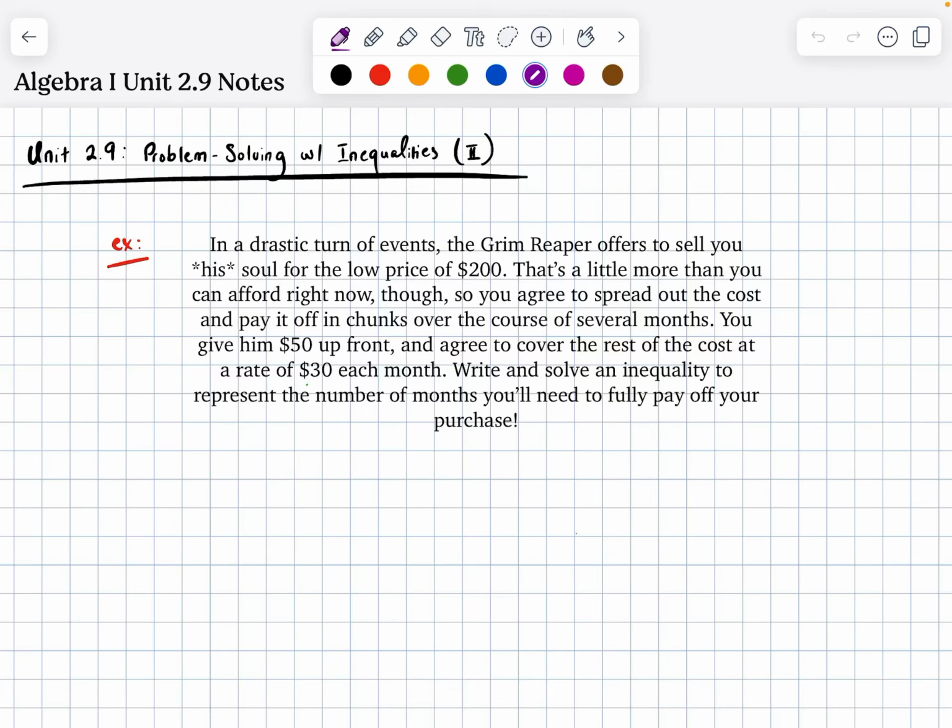Let's jump right in. In a drastic turn of events, the Grim Reaper offers to sell you his soul for the low price of $200. That's a little more than you can afford right now, though. So you agree to spread out the cost and pay it off in chunks over the course of several months. You give him $50 up front and agree to cover the rest of the cost at a rate of $30 each month. Let's write and solve an inequality to represent the number of months you'll need to fully pay off your purchase.